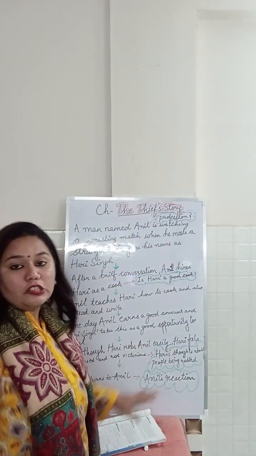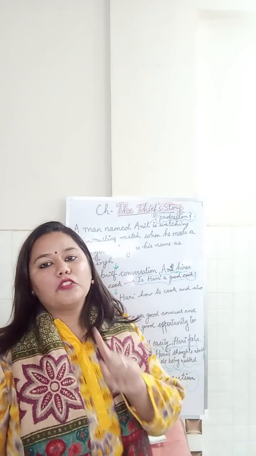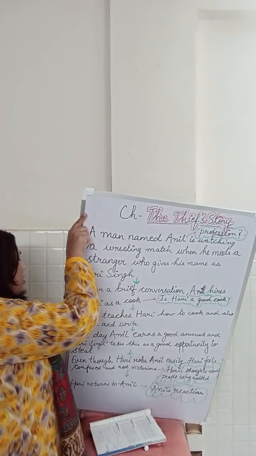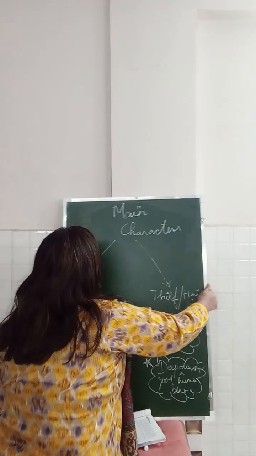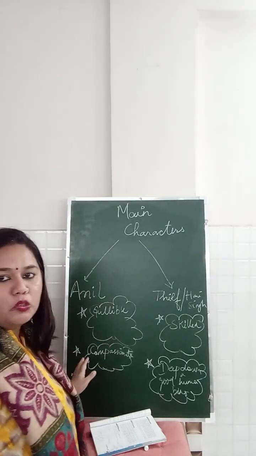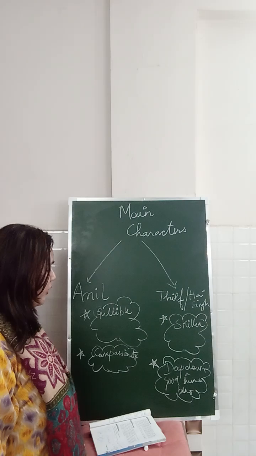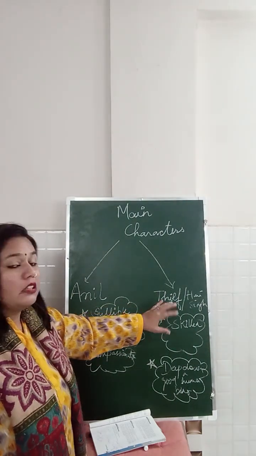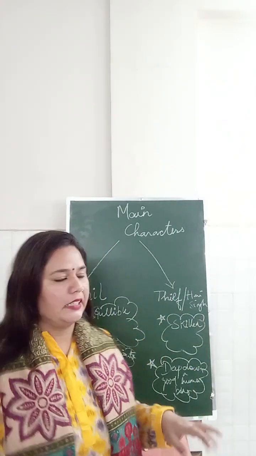So now that we have read the story, let's come to the next part of understanding the story, which is character sketch. And time to turn the board. So we already know that there are two main characters in this story. The first character is Anil, who is a writer by profession. And the second character is the thief, who gives a pseudo name as Hari Singh.